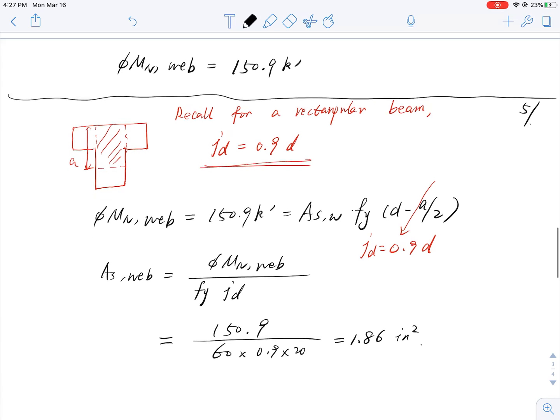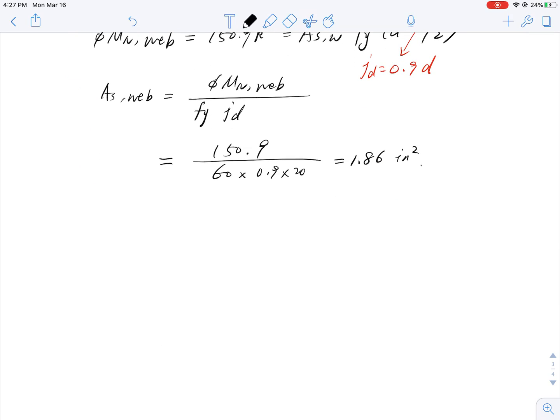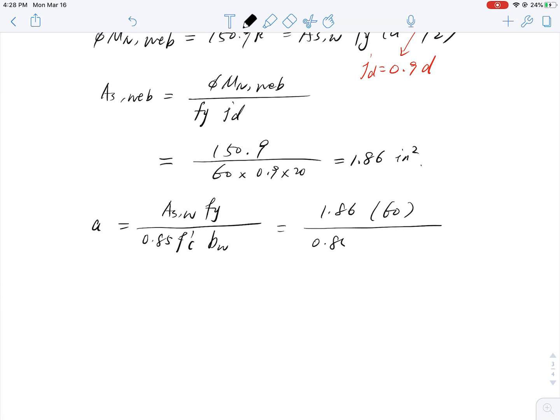Now with this reinforcement, I go back and check the actual compressive zone size a. a equals A_s web f_y divided by 0.85 f'c b_w. So this is 0.86 inch squared multiplied by 60 ksi divided by 0.85, 3 ksi and 11 inches. I now have 4 inches of compressive zone.